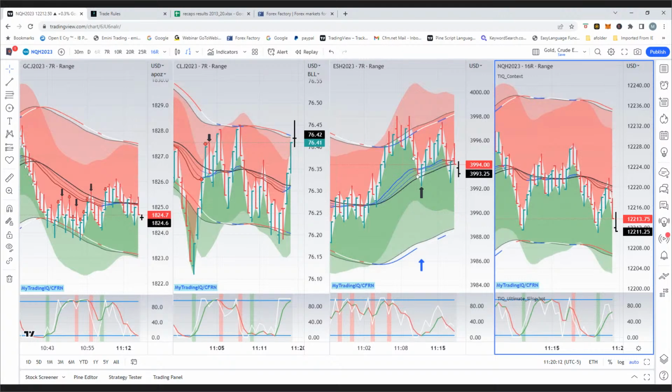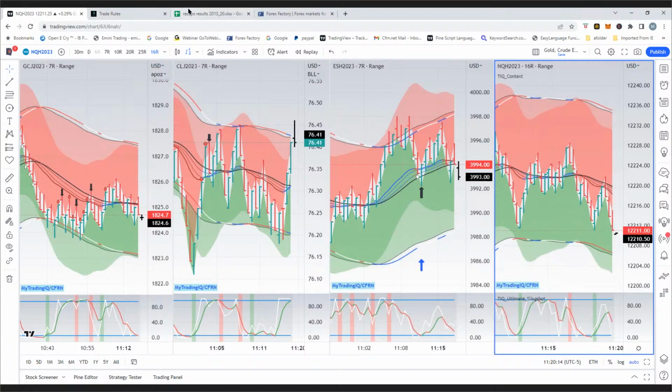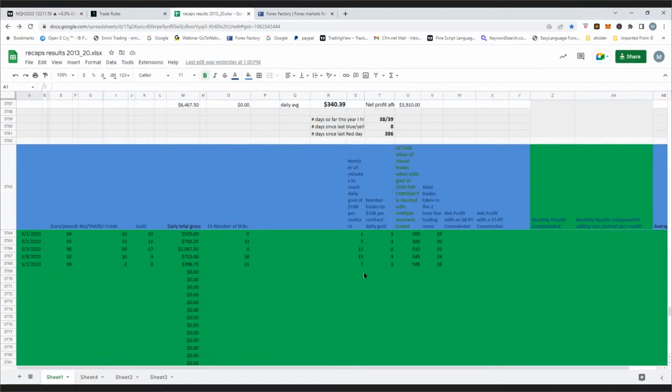So now I get to take a little bit of a break. Remember at 11:25, I'm going to fill out the spreadsheet, put all the stuff in the spreadsheet. This stuff I can put in because this is just what it took to get the goal. Today it took 2 minutes and 1 trade to get to $300 per contract. That stuff I can put in right now. And over here I can put the date in. Today is 3/8.